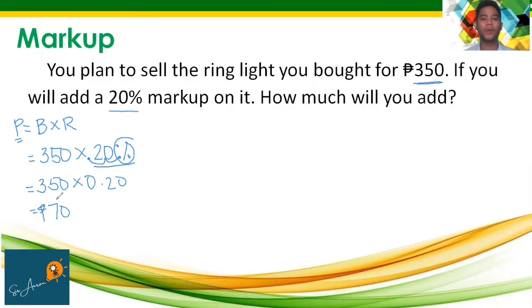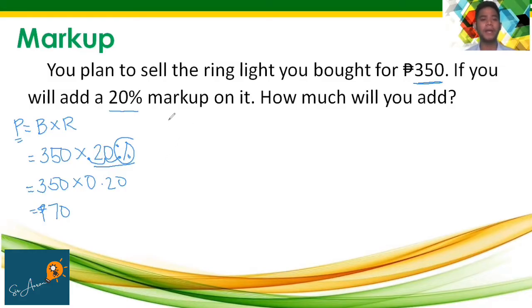Okay, so to answer the question, how much will you add? So, you will add, or I will add, 70 pesos. So, yung 20% na markup ng 350 pesos ay 70. So, yun yung idadagdag mo doon sa 350 pesos para siya ay mabenta mo na. So, yun yung markup. That is how we solve markup.